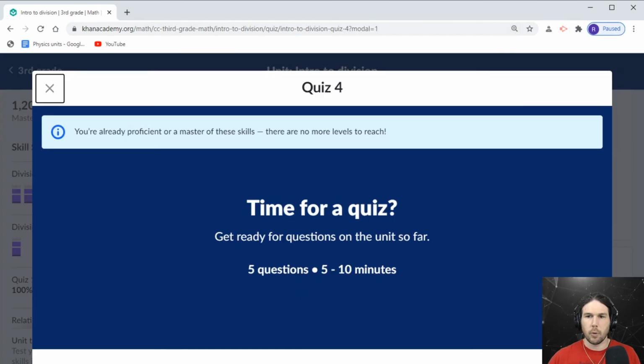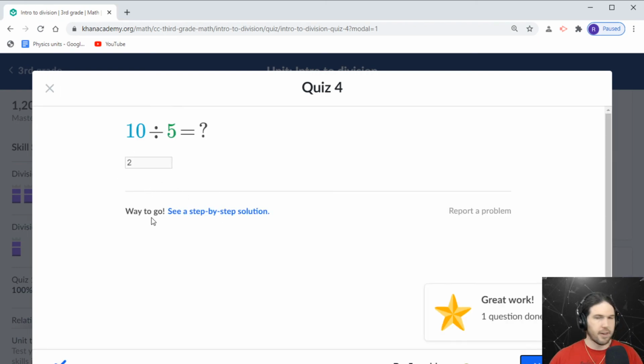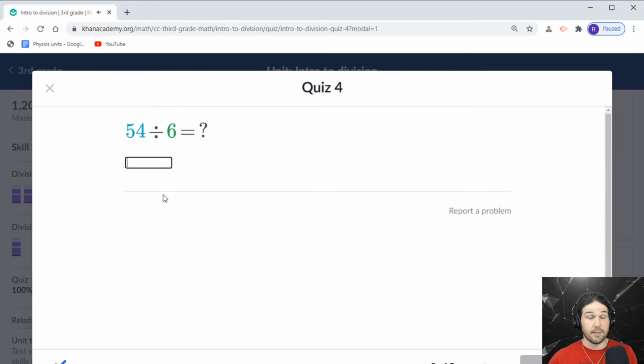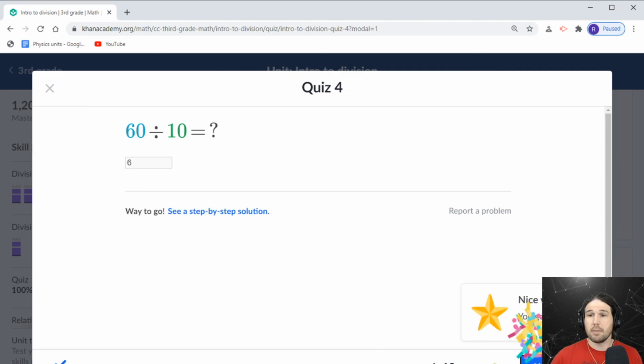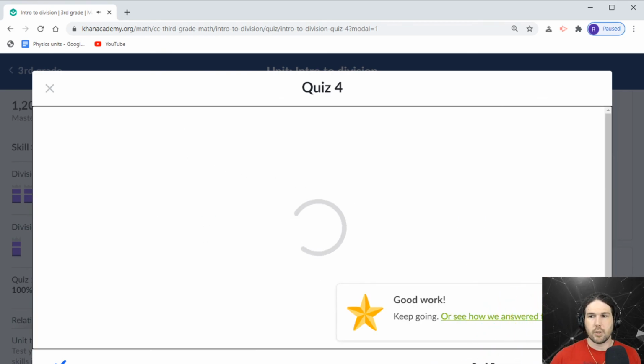We've got quiz 4, which we're just going to blitz right through. 10 divided by 5 is 2. 27 divided by 3 is 9. Also 9. Dividing by 10 just involves dropping that 0. 42 divided by 6 is 7. That's quiz 4.